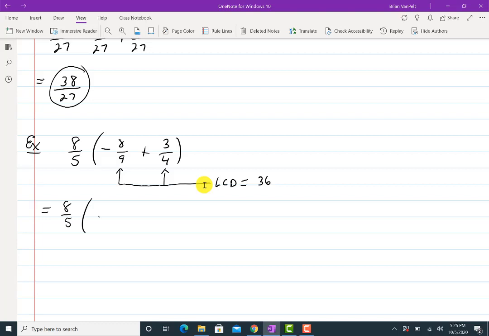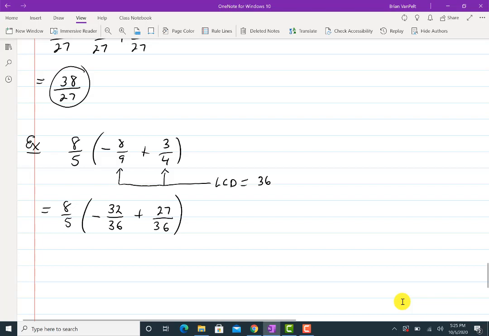So inside the parentheses, I'm going to rewrite each of the fractions so that they're over 36. The negative 8/9, let's see. That 9 I had to multiply by 4 to make it into a 36. 8 times 4 is 32. And then 4 into 36 goes 9 times. 9 times 3 is 27.